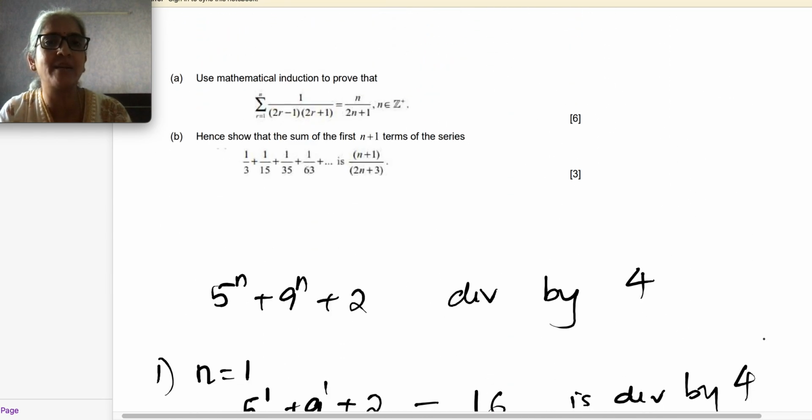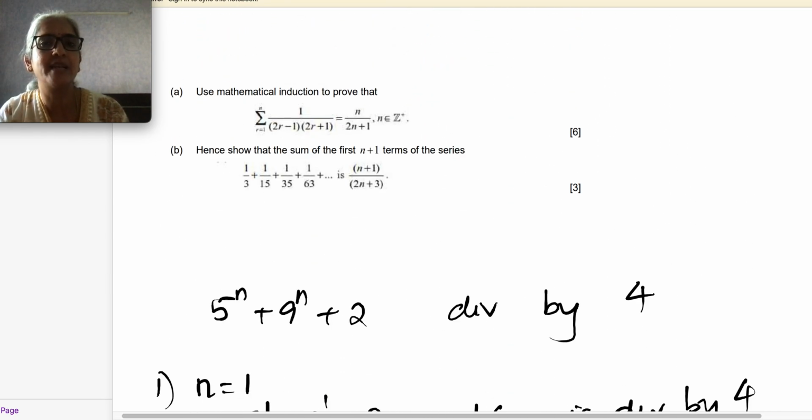Let's look at a second example, and the example says prove that the summation of 1 upon (2r minus 1)(2r plus 1) is equal to n upon 2n plus 1. What is this 2r minus 1 and 2r plus 1? If you see, they seem like two consecutive odd numbers, correct? So the product of two consecutive odd numbers, the reciprocal, is equal to n upon 2n plus 1.